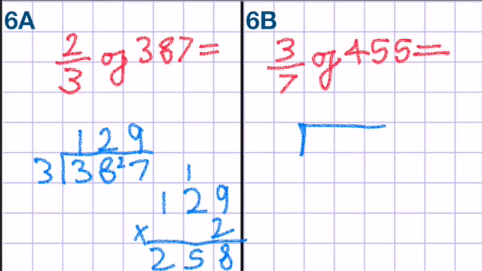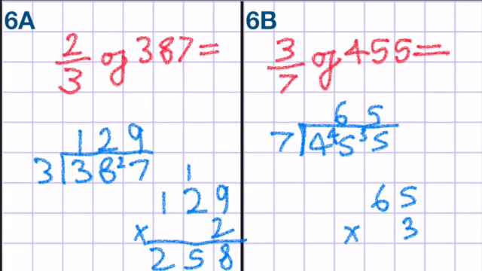Over on this side, we are going to divide by 7. 7 goes into 4 0 times, carry the 4. 7 goes into 45 6 times, because it's 42 with a remainder of 3. And 7 goes into 35 5 times. So that's 65. And then we do 65 times 3. 3 times 5 is 15. Carry the 1. 3 times 6 is 18, plus 1 is 19. So it's 195.